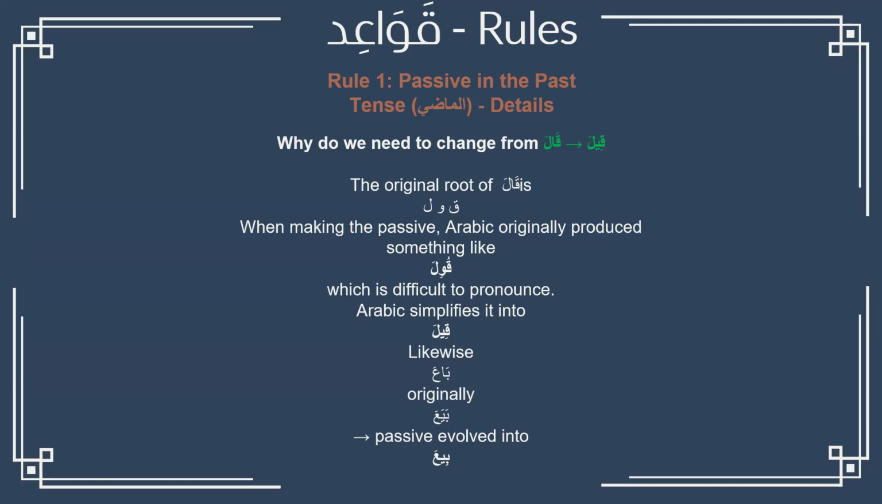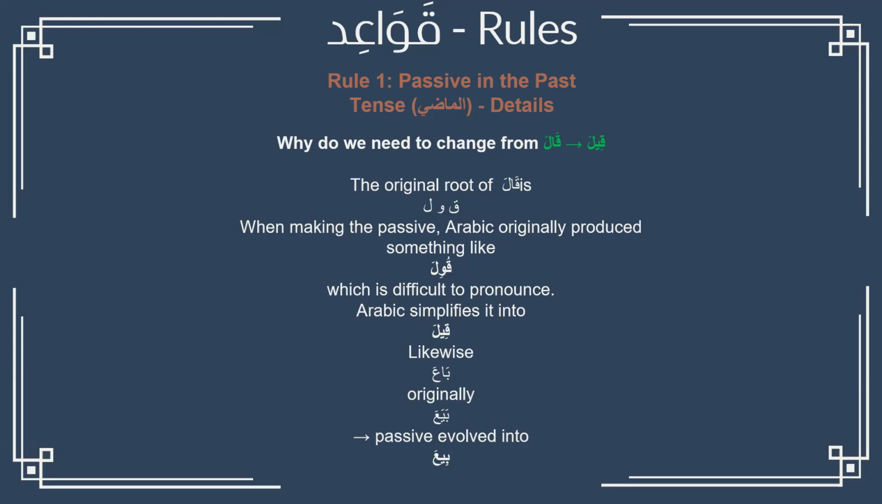So the original word qala is not qala. It is actually qawala, right? So it is like a waw in the middle. So when making the passive, Arabic originally produced words like quwila, right? Because the real letter over there is not an alif, the real letter was a waw. If Arabic was going to change it, it would be quwila, which is very difficult to pronounce. Not difficult, but this is the rule. So it is difficult to pronounce.